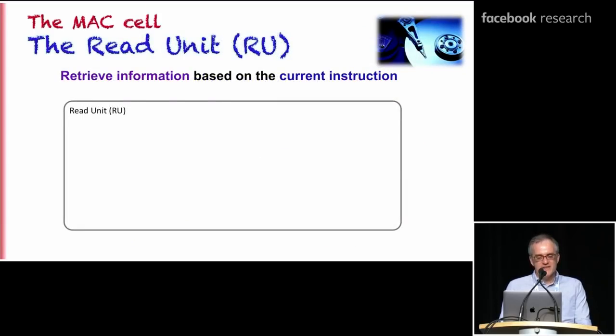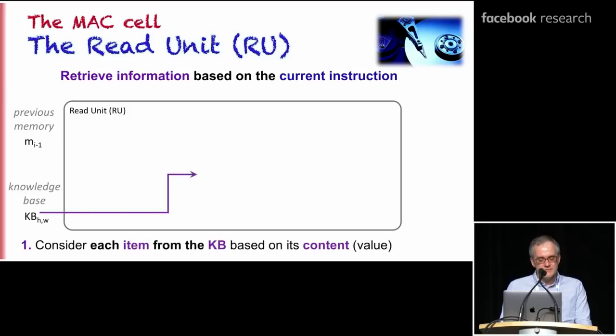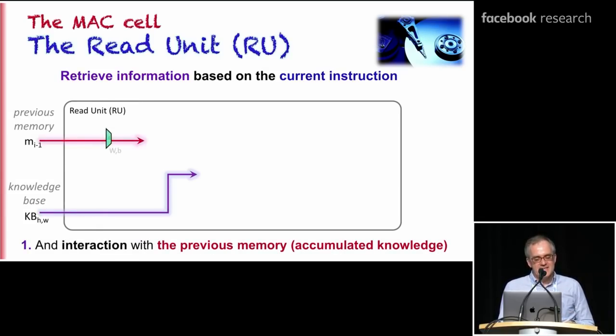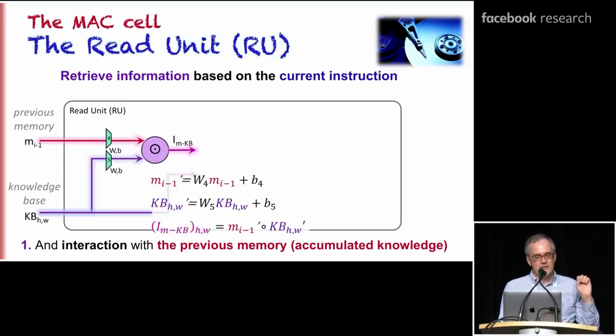The read unit is the most complex part of the system. It takes the previous memory and the knowledge base. First of all, it's going to be considering each item in the knowledge base, which is sort of the outputs of the conv filters. And first of all, it considers relating them together with the previous memory. This is a facility that makes it easy to do transitive reasoning, because the preceding memory can guide you to what to get next from the knowledge base to reason transitively.